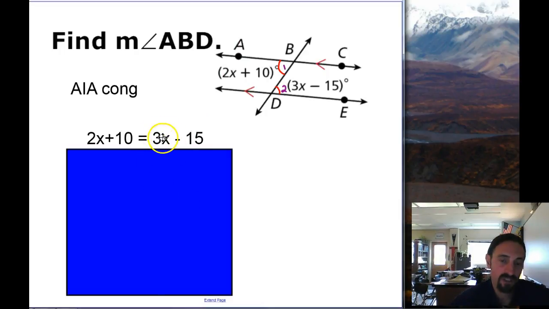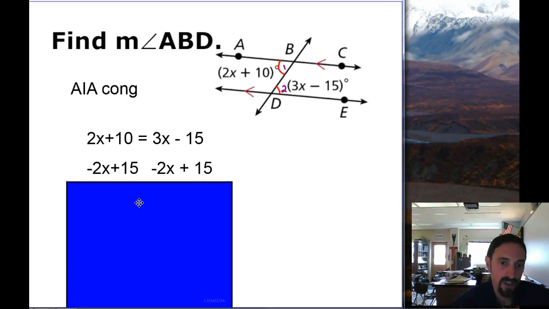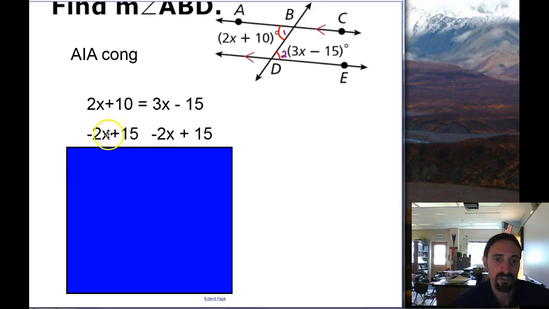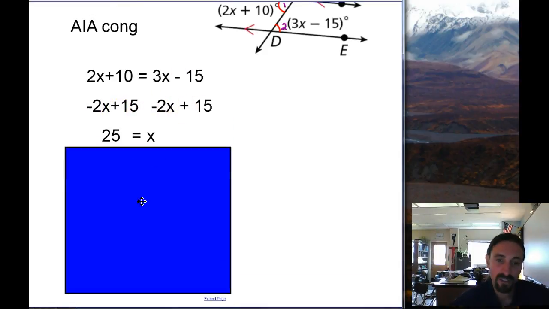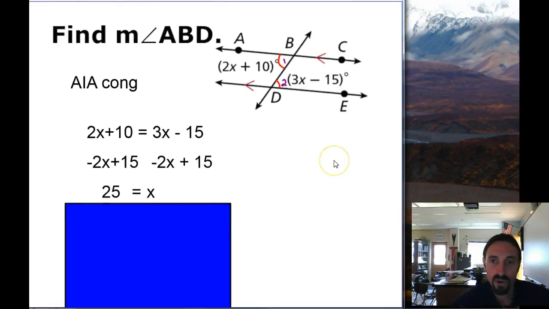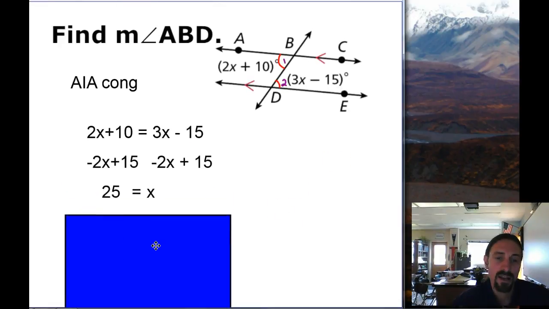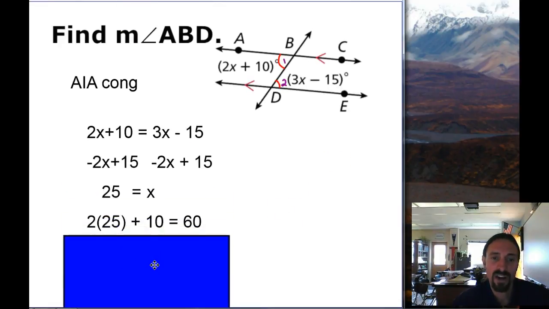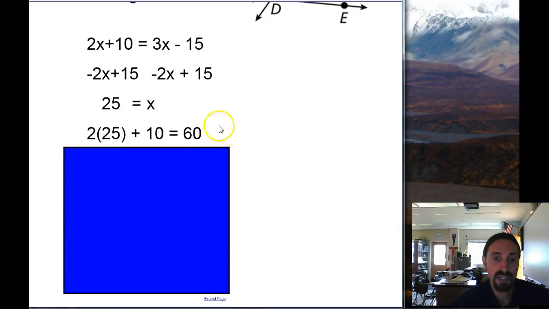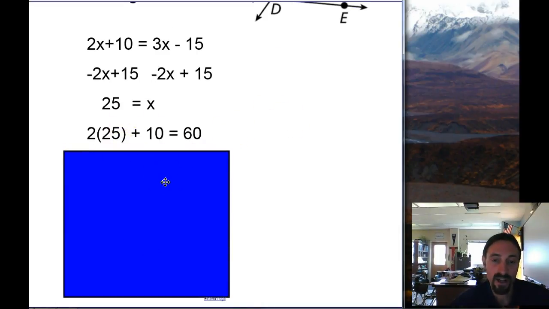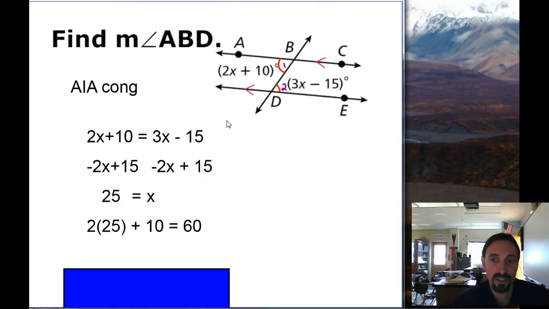I've got 3x's on this side. I'm going to move the 2x's over. I've got 10 over here, so I'm going to move this 15 over there. How do you do those operations? We'll take the opposite. So let's subtract 2x from both sides and add 15 to both sides. And that gives you a nice simple x equals 25. Well, hey, are we done? No way. You've got to plug 25 in for x, and you can plug it into either equation, and you find out that that is actually equal to 60.